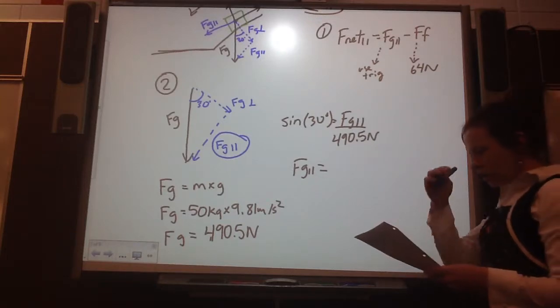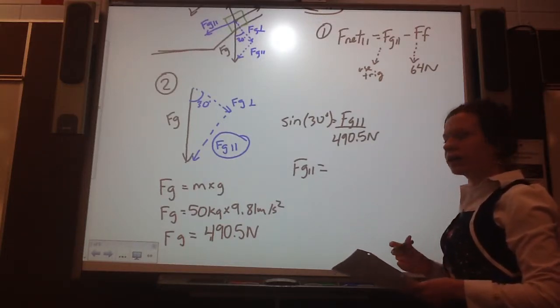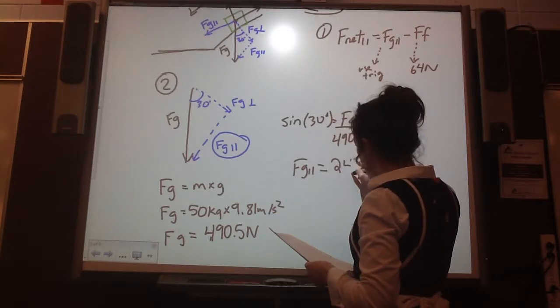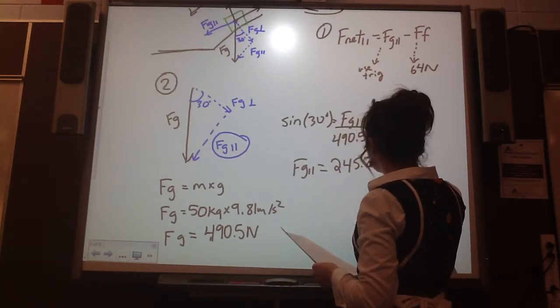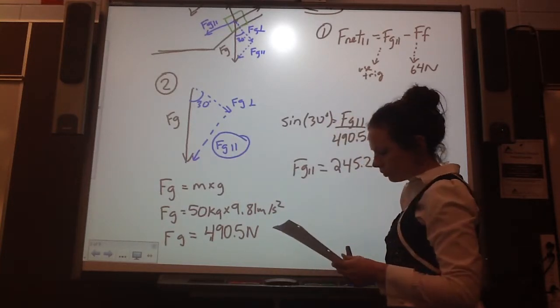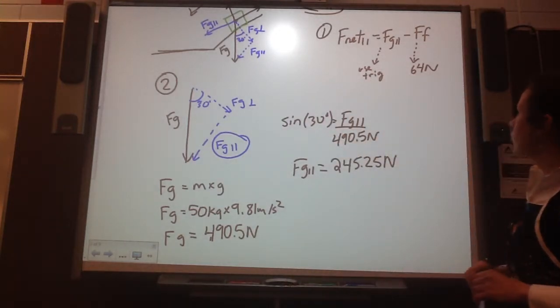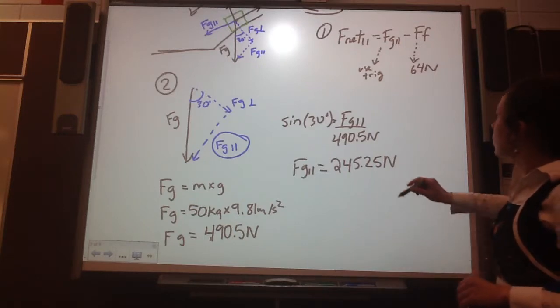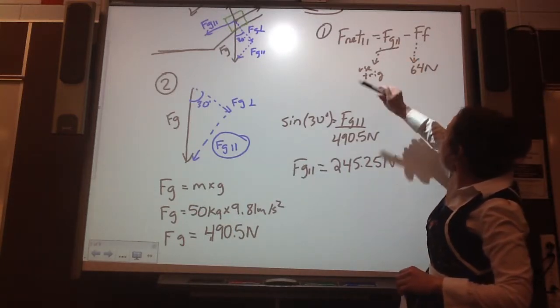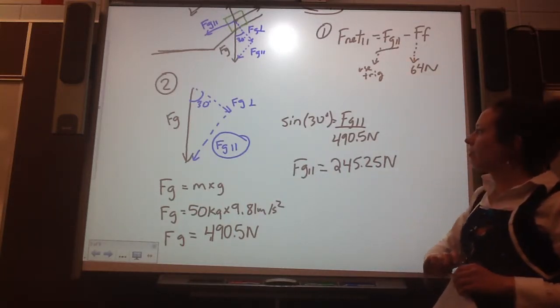Yeah. So when you put that into your calculator, you get 245.25 newtons. So this is our FG parallel. So now I just solve for FG parallel and I have FF.